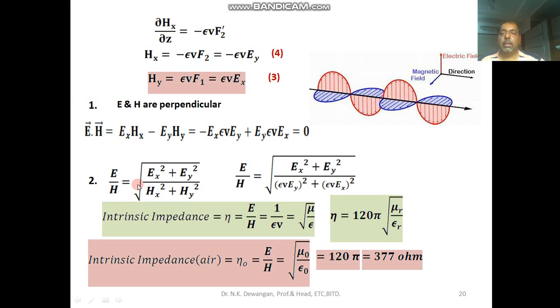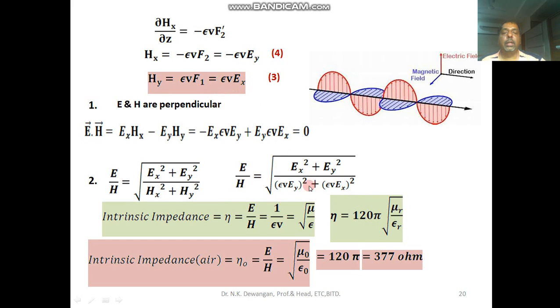Now the second characteristic: we have to prove that the ratio of E and H is real. So we take E by H, the magnitude of E and H. The magnitude of E is the square root of Ex squared plus Ey squared. The magnitude of H is the square root of Hx squared plus Hy squared. So we put here the value of Hx, epsilon V Ey whole squared, then here Hy, that is equal to epsilon V Ex whole squared.